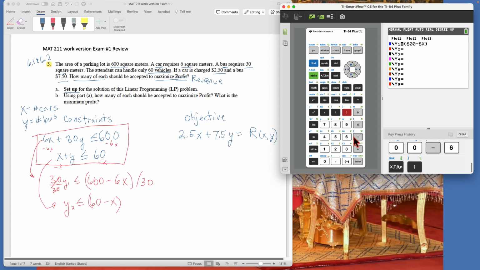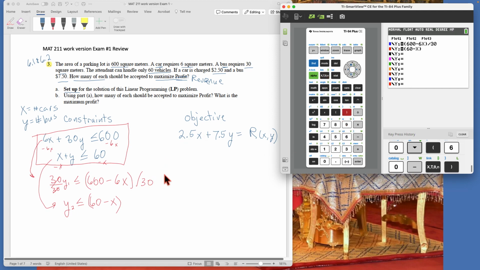And please do practice with the graphing calculator. I've got students who sometimes borrow it from a friend the day before, and then they try to learn it in one day, or they think, oh, I'll just show up and ask, how do I do this? You need to know how to use the calculator in advance. This is part of the learning process. You need to know how to use the tools. 60 minus x. So those are our two constraints.